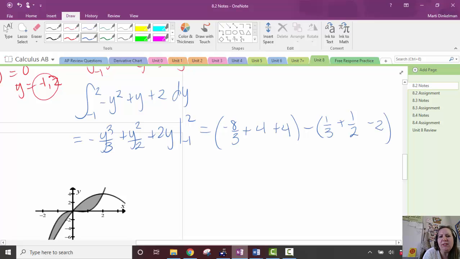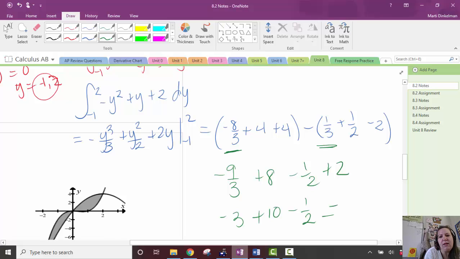What my brain sometimes does is start collecting. There's a negative 8 thirds and a negative 1/3, so that's negative 9 thirds, which is really nice because that's a negative 3. And here I have an 8, and then I have a minus a half and plus a 2. So I'm going to call this plus 10 minus a half. So 7 minus a half. And then you can always convert that if you want.